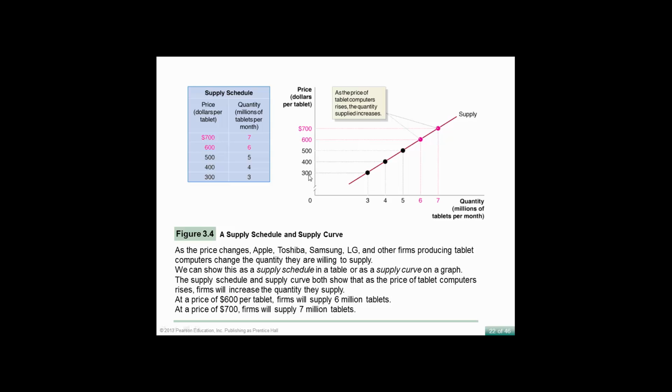So at $300 a tablet, firms are willing to supply 3 million quantities per month. At $400, as the price goes up, they're willing to supply more. Why? Because I can make more profit. It makes good use of my time to make these. At $500, 5 million; at $600, they're going to supply 6 million tablets, and at $700, they're going to supply 7 million.